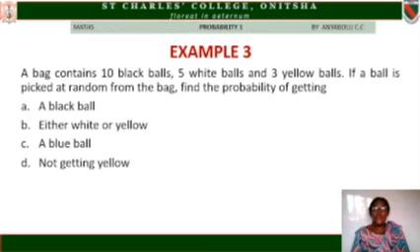Example 4. A bag contains 10 black balls, 5 white balls, 3 yellow balls. If a ball is picked at random from the bag, find the probability of getting (a) a black ball, (b) either white or yellow, (c) a blue ball, (d) not getting yellow.